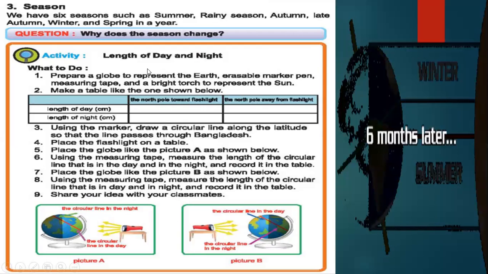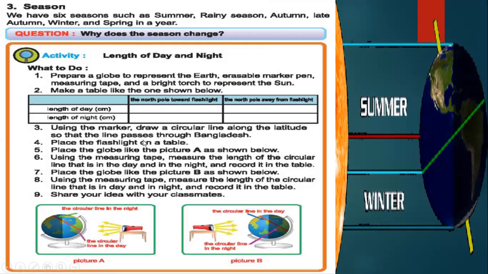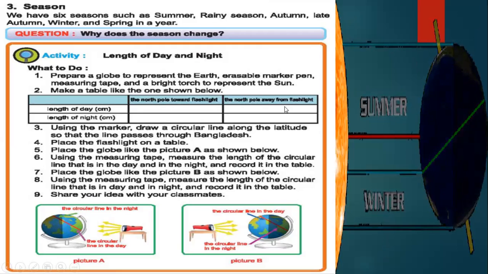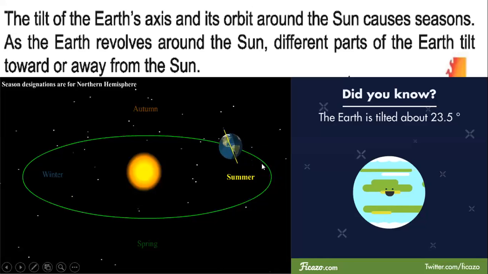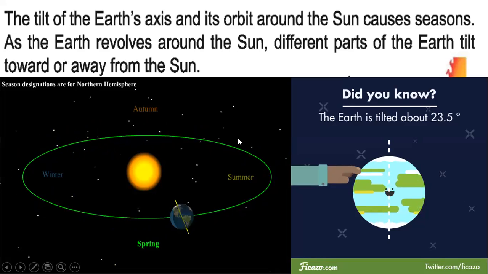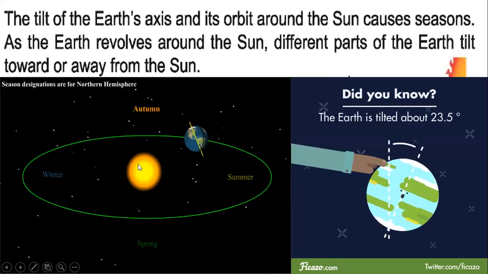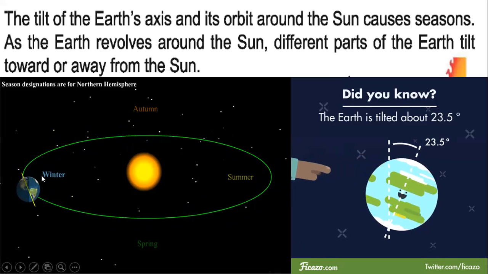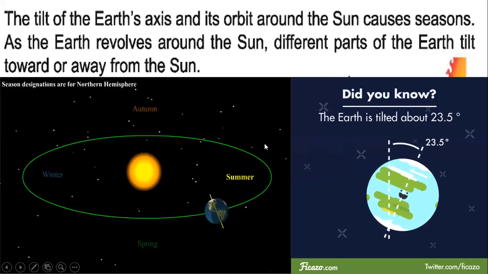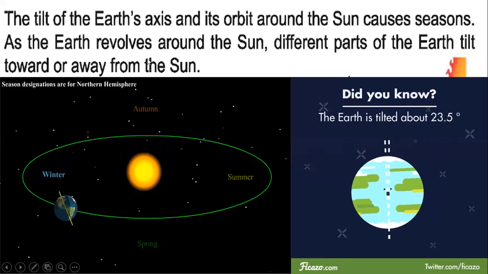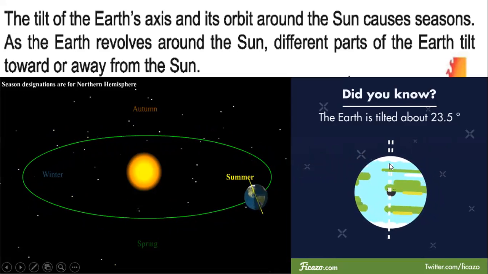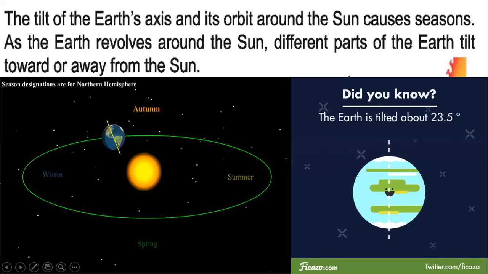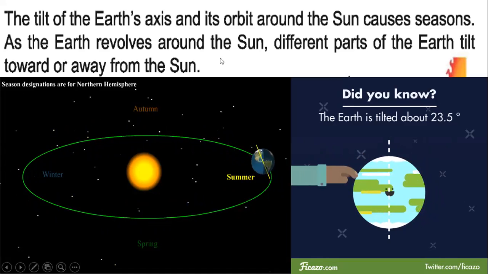So what is the process that you can get from this experiment? Have a look. We know that the earth rotates like this. Keeping the sun in the center, the earth rotates in an orbital motion. Look at the tilt of the earth: the earth is tilted about 23.5 degrees. So the tilt of the earth and its orbit around the sun cause the seasons.